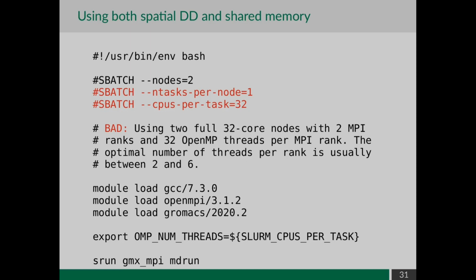With Gromacs and domain decomposition, the optimal number of threads per rank will usually be somewhere between 2 and 6. In my experience, it's usually 2. Going to 3 or 4 threads may work on some very specific hardware, but usually it's either pure MPI or MPI plus OpenMP with 2 threads per process when working with hybrid parallelism and you want to use several nodes at the same time.